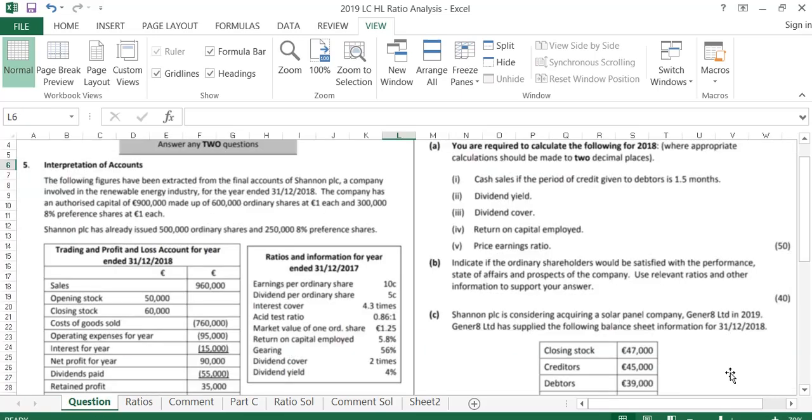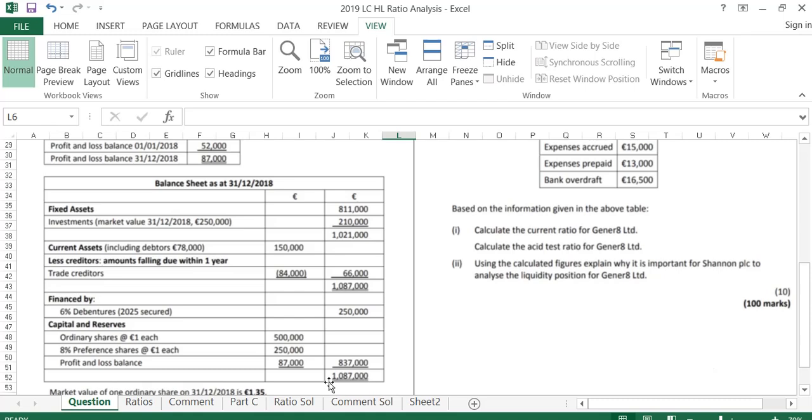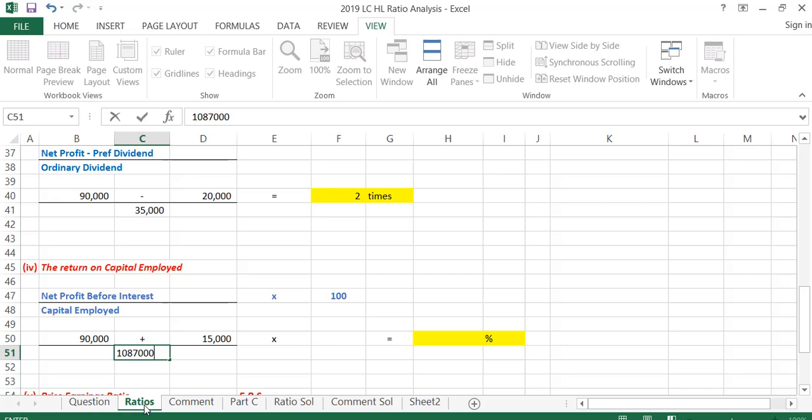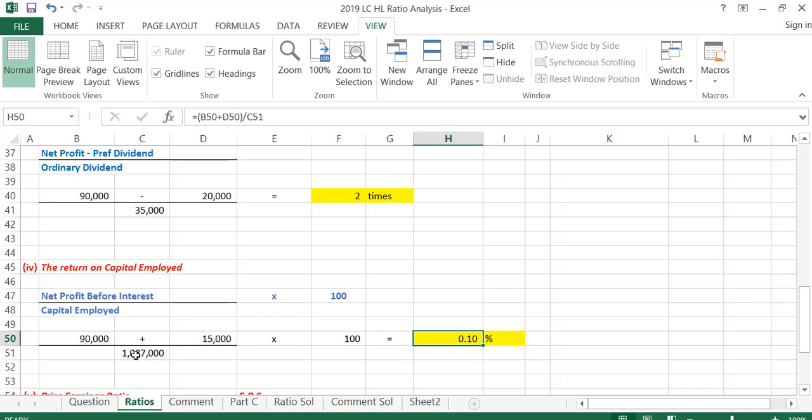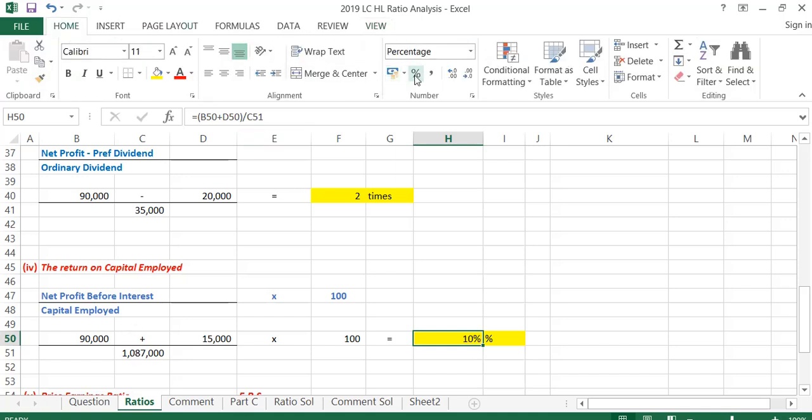And we're putting that over the capital employed, and the capital employed is just the total of my balance sheet, 1,087,000, and multiply that by 100 because our answer is in percentage. So it's going to be 90 plus 15 divided by 1,087,000, which works out to be, to 2 decimal places, 9.66%.